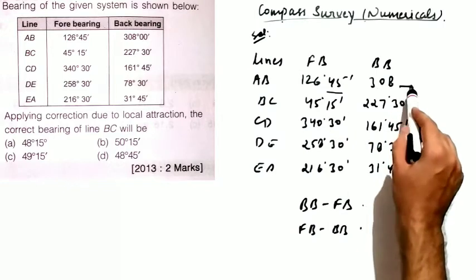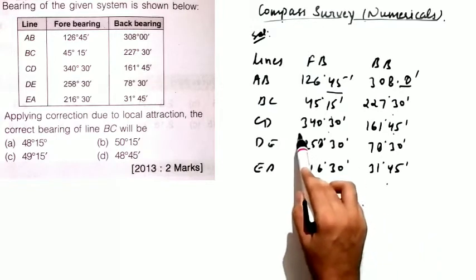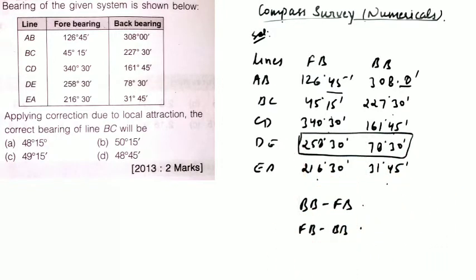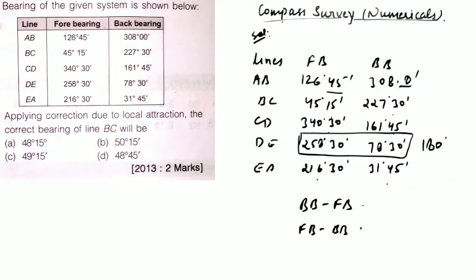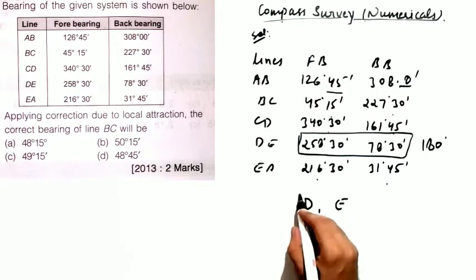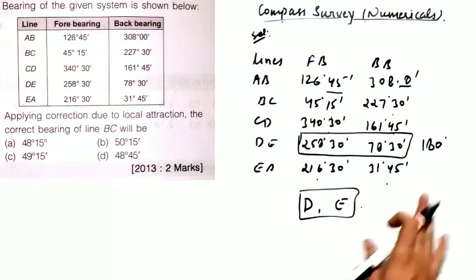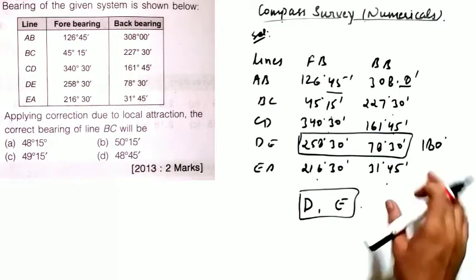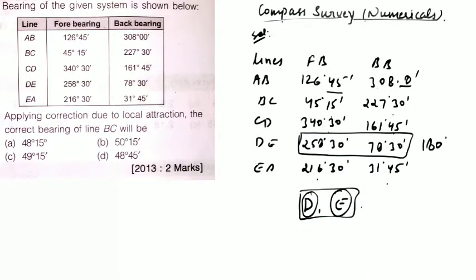You can easily see that the difference is not exactly equal to 180 degrees since there is 45 minutes here and there is 0 minutes here. Similarly in this, and similarly in this last one. But you can see that this particular line DE will have a difference of exactly 180 degree. So this line DE is free from local attraction. That means neither D nor E has any local attraction. If any one of them had some local attraction, then this difference would not have been 180 degree. Both the stations of any line, D as well as E, should be free from local attraction for this difference to turn out to be 180 degree. So remember this.